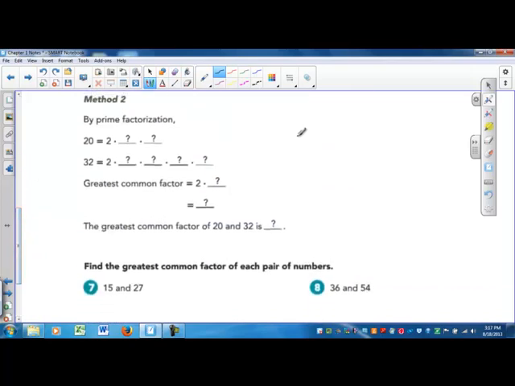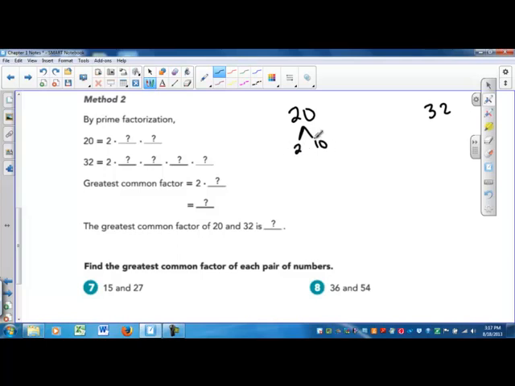The first step is to do prime factorization. So let's put 20 and let's put 32. What factors could I use to break this thing down into? What 2 numbers could be multiplied to get to 20? You could use 2 and 10. You could use 4 and 5. It doesn't matter what you use. You're going to get the same result.